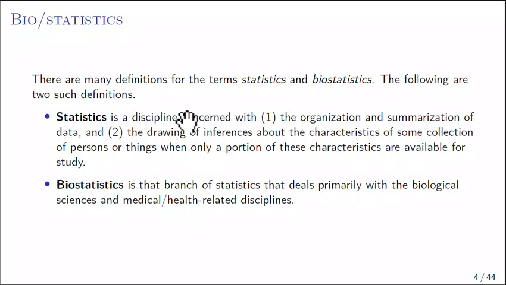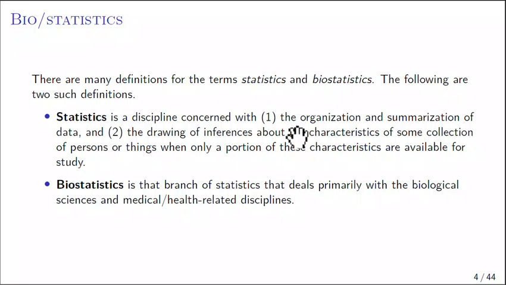It depends on what kind of textbook we're going to use. Actually, here I picked two, I think my favorite, of course. Statistics is a discipline concerned with, number one, organization and summarization of data, and two, the drawing of inference about the characteristic of some collection of persons or things when only a proportion of these characteristics are available for study.